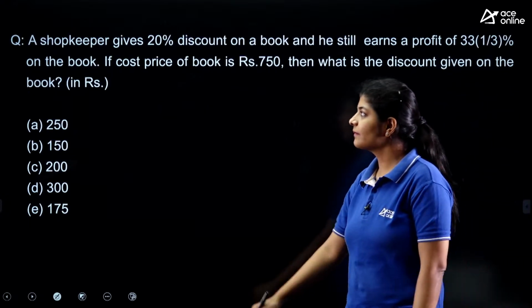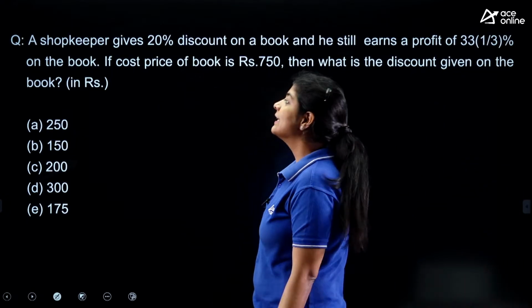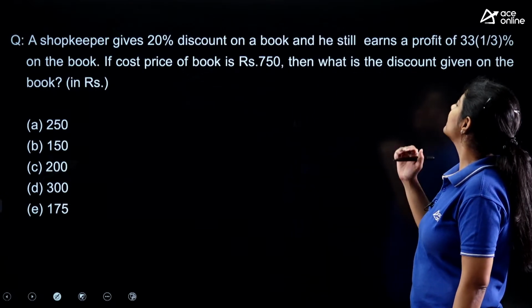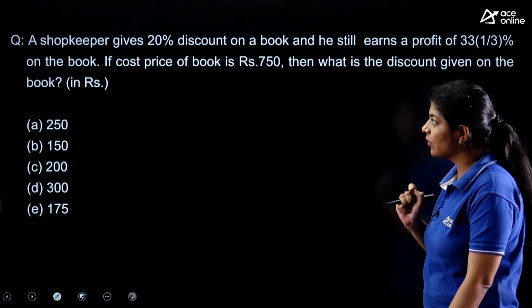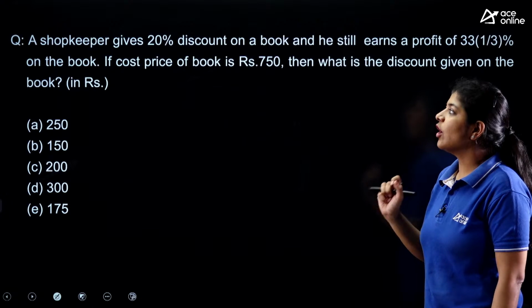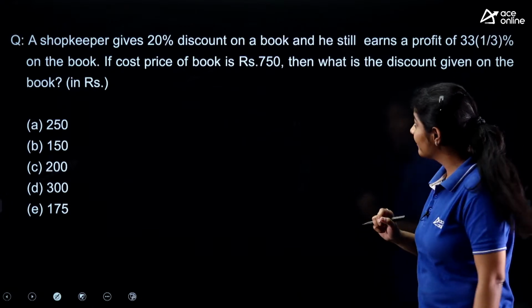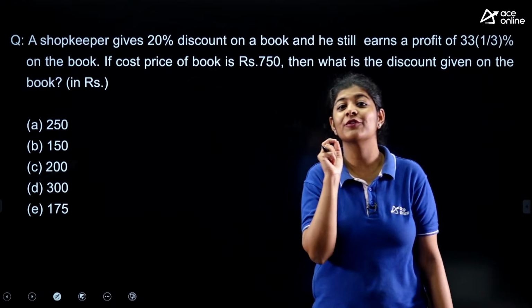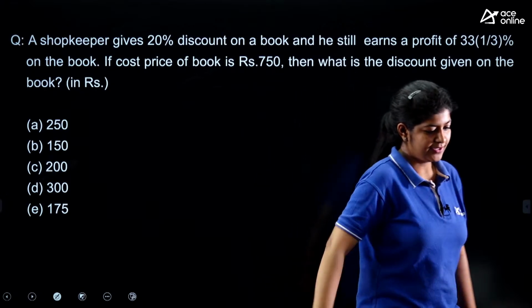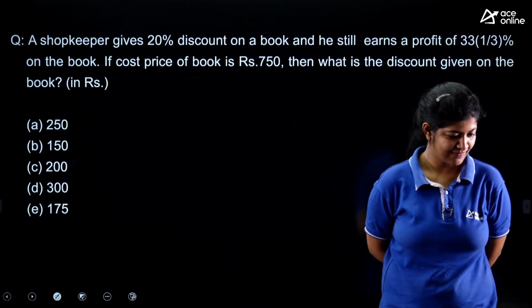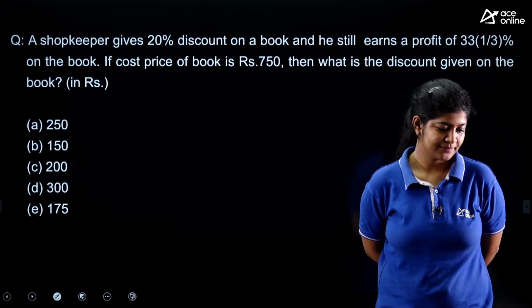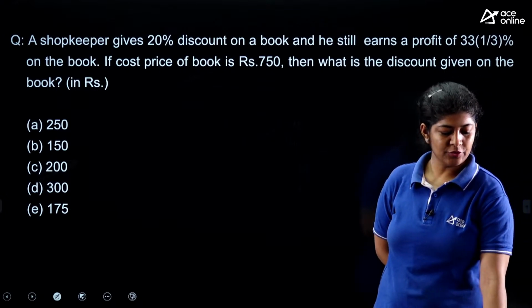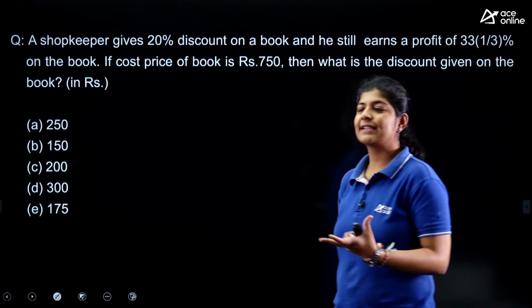Right? Next. The next question says that a shopkeeper gives 20% discount on a book and he still earns a profit of 33 1/3% on the book. If the cost price of the book is rupees 750, then what is the discount given on the book? What we have to do is find out the discount value. We just simply have to calculate the discount value.